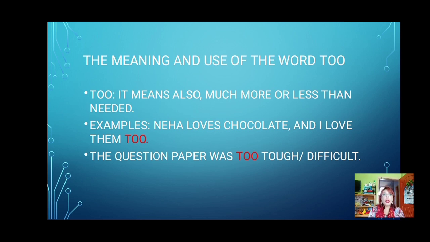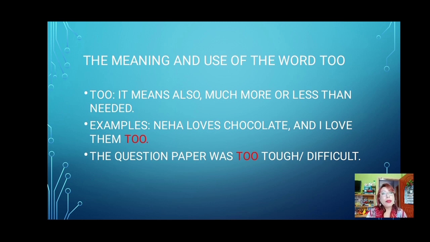So some of the examples are: Neha loves chocolate and I love them too. So here you can see that this "too" means what? I love them also. Neha is my friend. She loves chocolate and I too, I also love chocolate. So here the word "too" refers to also, right?